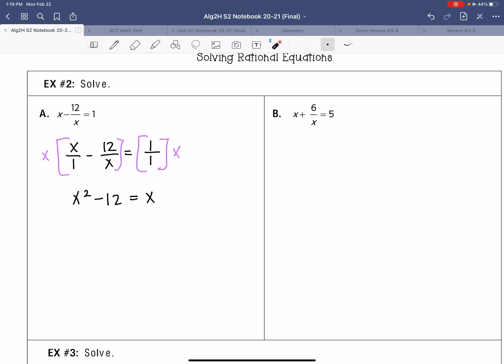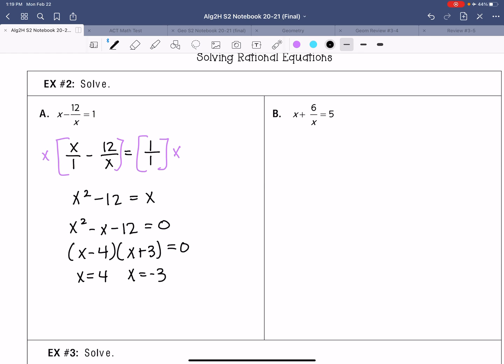So let's go ahead and solve this. Again, we have a quadratic. So since we have a quadratic, we want it to equal 0. So we're going to get x squared minus x minus 12 equals 0. So I just moved over that x. Multiplies to give me negative 12, adds to give me negative 1. That would be negative 4 and positive 3. Okay, solve. So I'm going to get x equals 4 and x equals negative 3.